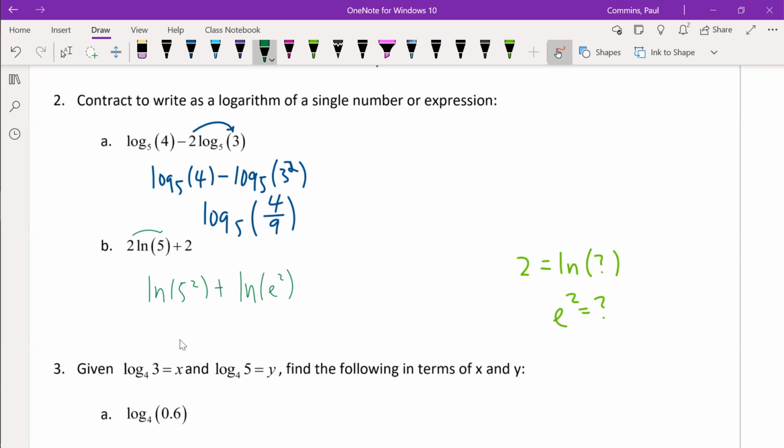Now I can use the first rule, just as I did on the very first problem, but in reverse. I'm contracting instead of expanding, to get the natural log of 25 e squared. Log of a product is equal to the sum of the logs, so I can take the sum of the logs and turn it backwards into the log of a product. So there's your answer for A. There's your answer for B.